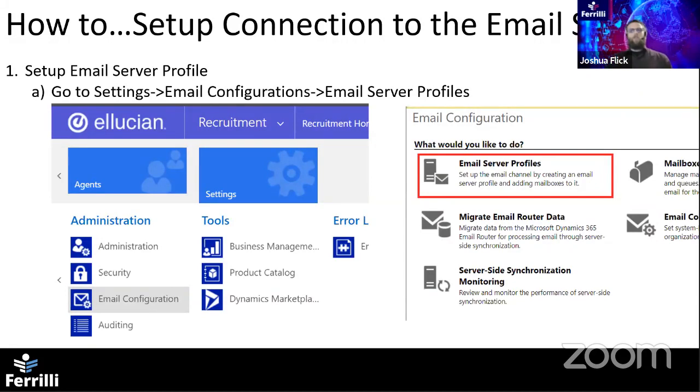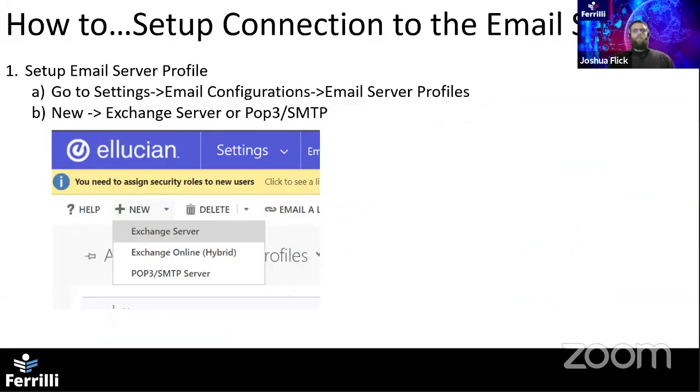So the switch to server-side sync happens in a few steps. The first we need to do is configure the actual email server profile itself. And to do that, in the main navigation, we're going to navigate to Settings and then Email Configuration. And then once there, we're going to click on the Email Server Profiles button. Once there, we'll click the New in the top gray menu bar, where we're going to have 3 options to choose from, as you see here in the screenshot.